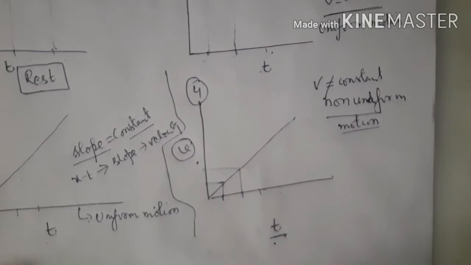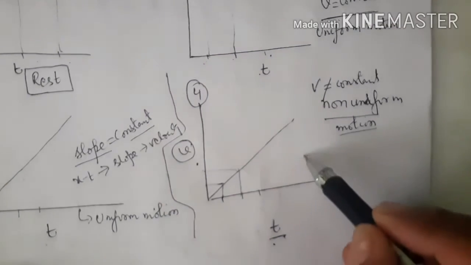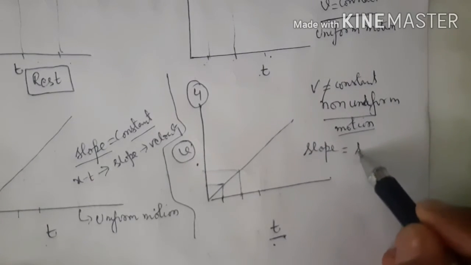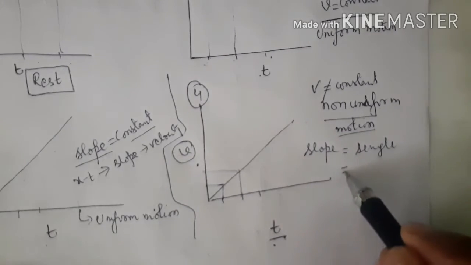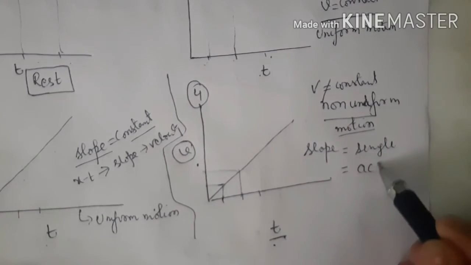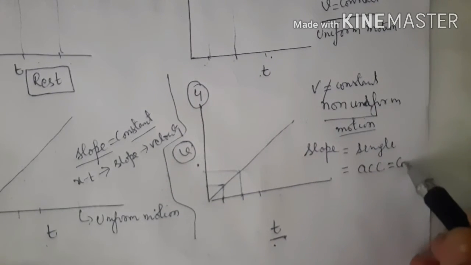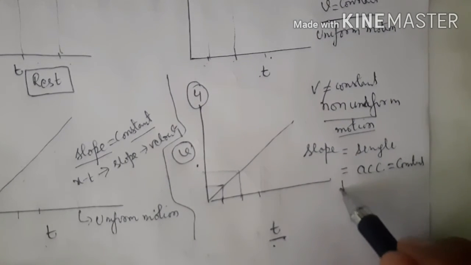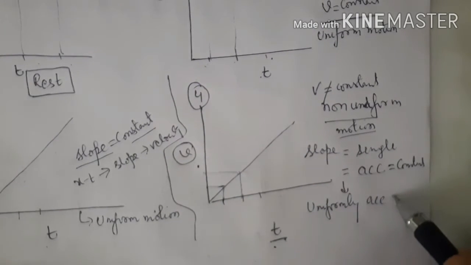Further, we have already discussed that non-uniform motion is of two types: uniformly accelerated or non-uniformly accelerated. Now if you see the slope, there is only a single slope. And in this graph, slope represents acceleration. So a single slope means the acceleration is constant. The motion in which the acceleration is constant is known as uniformly accelerated motion.